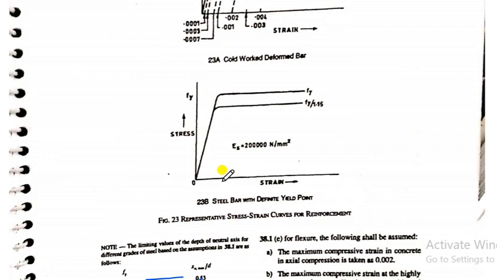Yes, we are on page number 70, the stress-strain diagrams for mild steel as well as for HYSD bars. I have already discussed these in the previous lectures. For mild steel the yield stress is constant, but for HYSD bars, as you can see, the curve goes from FY to FY by 1.15.